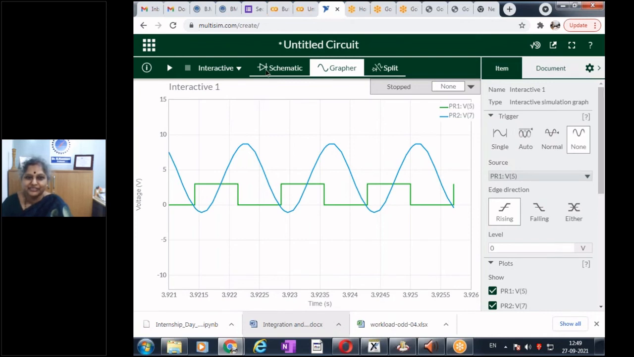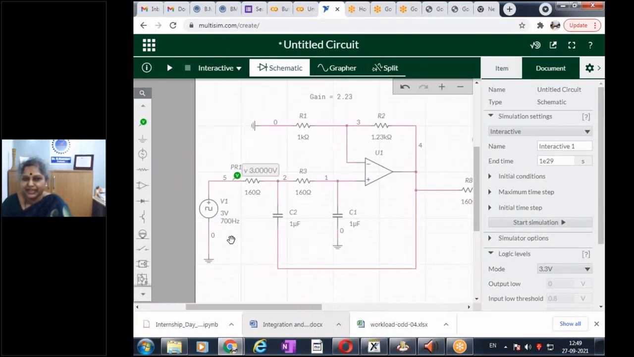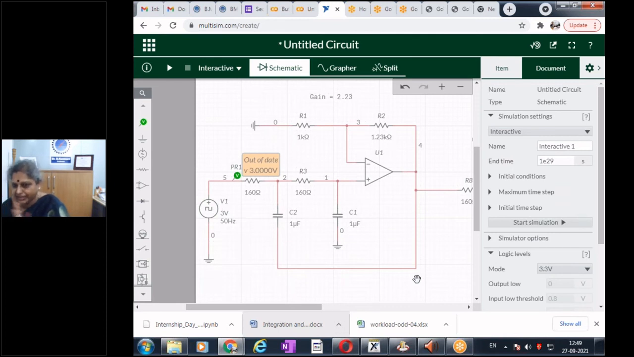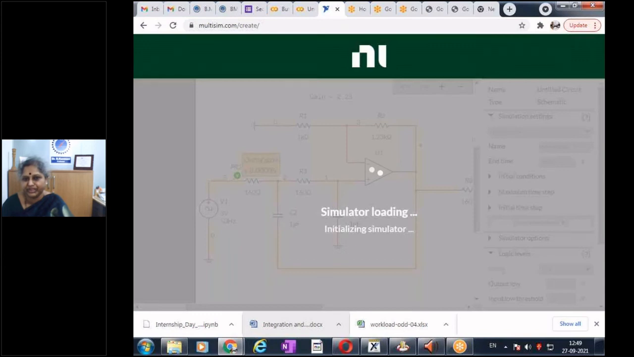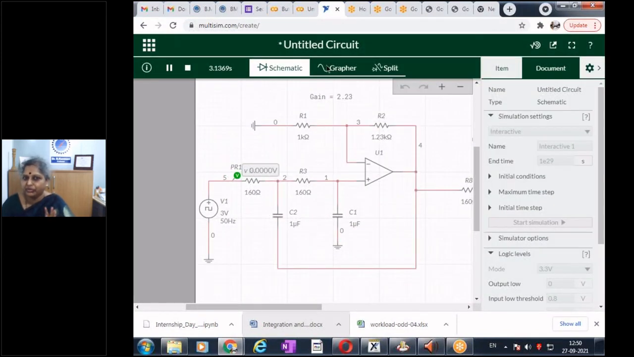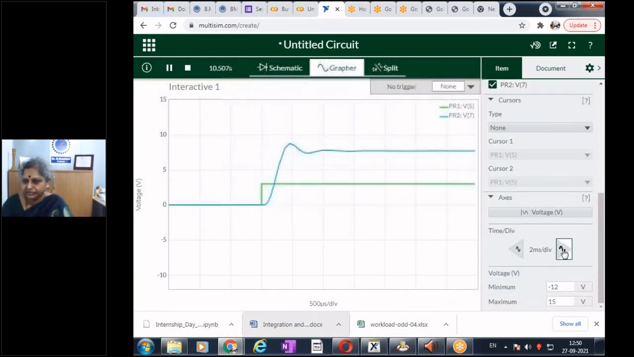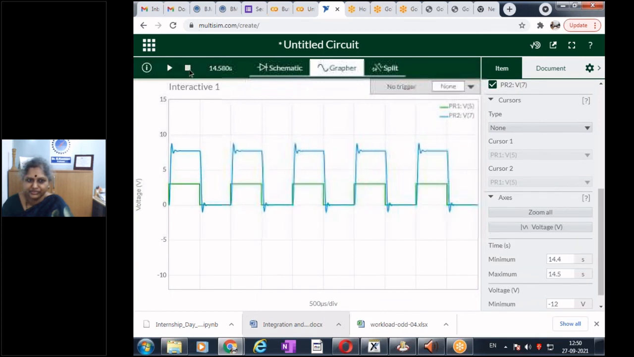Thank you so much. Now let's go back to the circuit. Instead of 700 hertz, let me make my frequency 50 hertz. I retain my input as a square wave and change the frequency to 50 hertz. Let us run the same circuit and see what output we get with the same low pass filter.